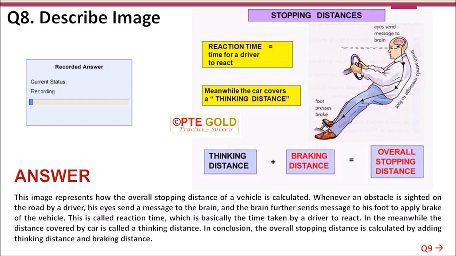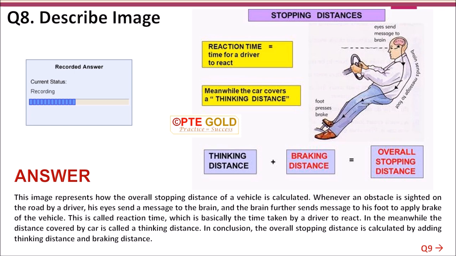This image represents how the overall stopping distance of a vehicle is calculated. Whenever an obstacle is sighted on the road by a driver, his eyes send a message to the brain, and the brain further sends a message to his foot to apply the brake of the vehicle.